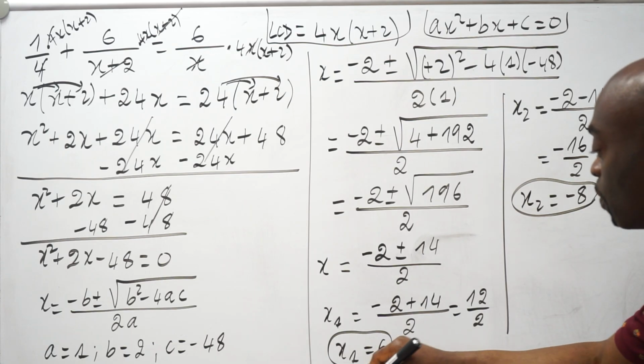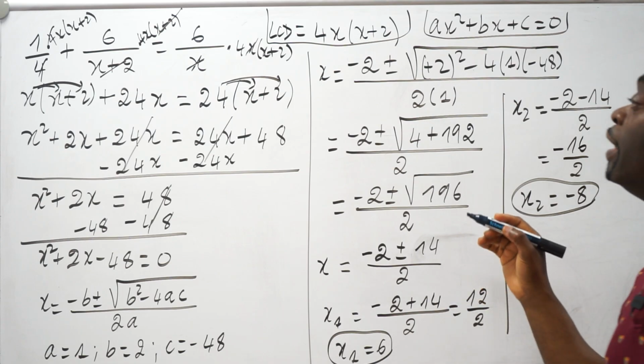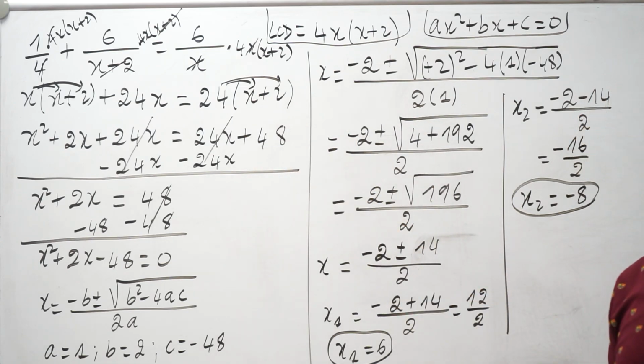So we end up with x sub 1 equals 6, x sub 2 equals negative 8. So those are the two answers that we have. And ladies and gentlemen, that's for this equation here.